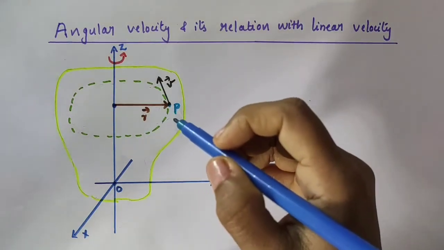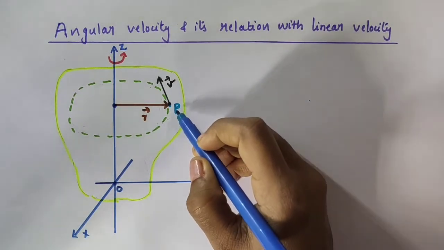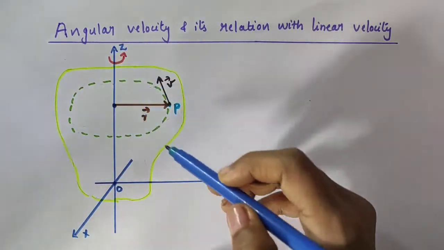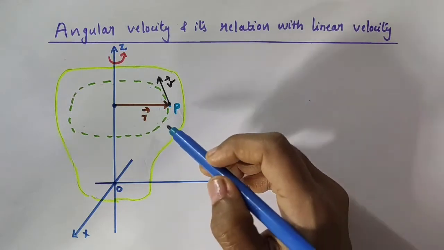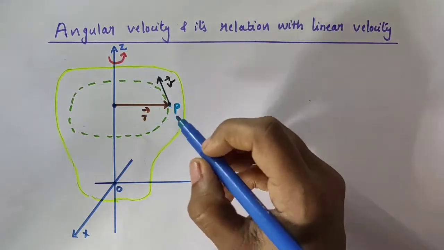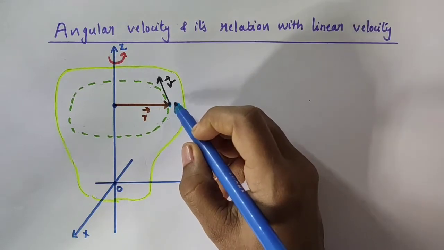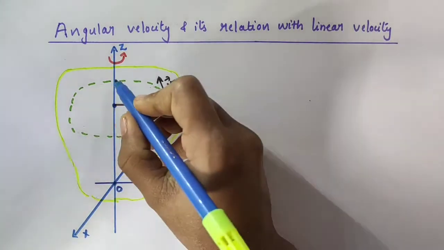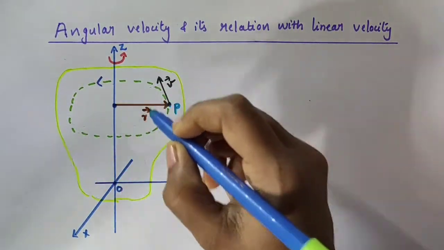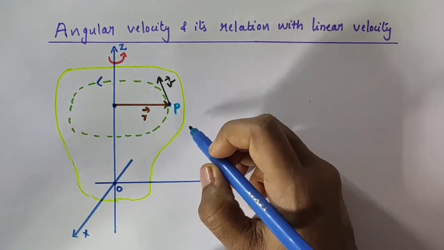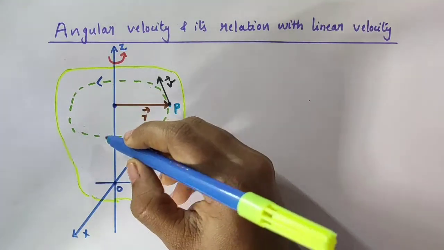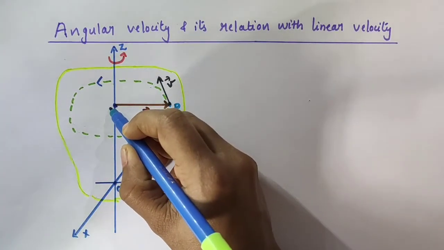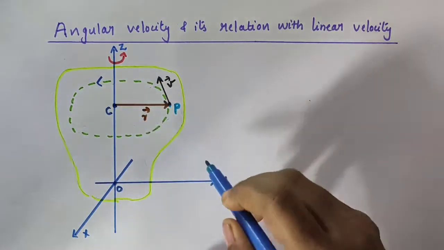For example, consider a particle here at this point P on this rigid body, which is rotating about a fixed axis, that is the Z axis. Since the rigid body is rotating about the Z axis, the particle at P on the rigid body describes a circle as shown with these dotted lines. It would also be moving in the anti-clockwise direction along with the rigid body. The center of the circle lies on the axis of rotation. I am taking it as C. C is the center of the circle.